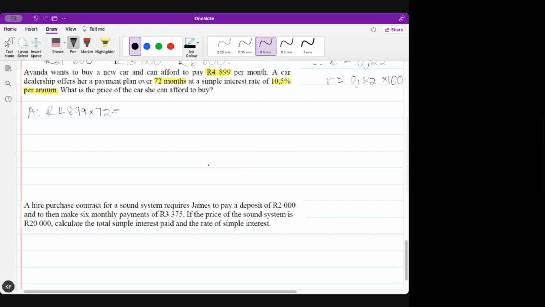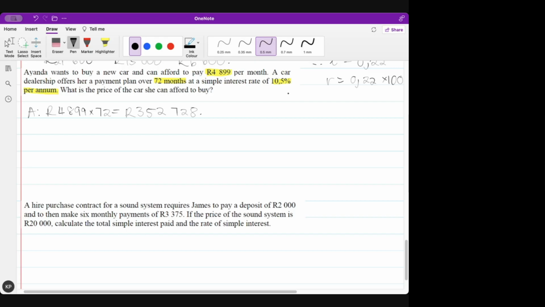But yes, what's 4,899 times 72? Okay, there's no spaces, but I think I can see what it is. 352,728. So that's the accumulated amount. And she could get a decent car, I think.